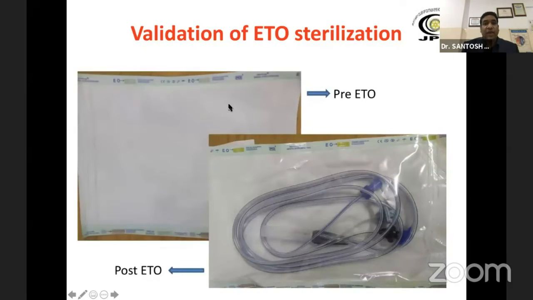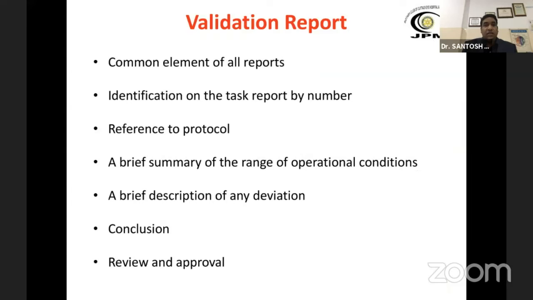This is a pack from our OT, where this is the pre-ETO pack. You can see the color of the ETO strips at the periphery. You can see the color change, which is very well seen here. And these are usually used for a vitrectomy cutter like this, or a phaco tip.